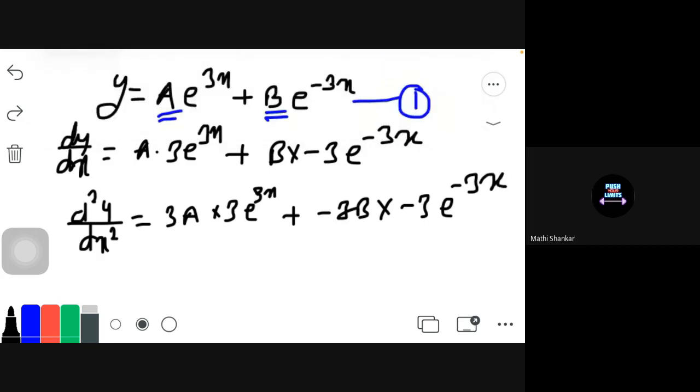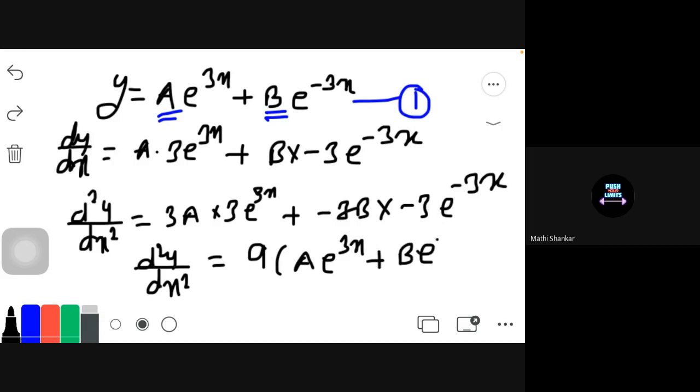So I'll get d2y by dx square is equal to 3 into 3, that is 9. Here also minus 3 into minus 3 will again become plus 9. So I can take 9 as common. So a into e raised to 3x plus b into e raised to minus 3x. So if you see, this is exactly equation number 1.